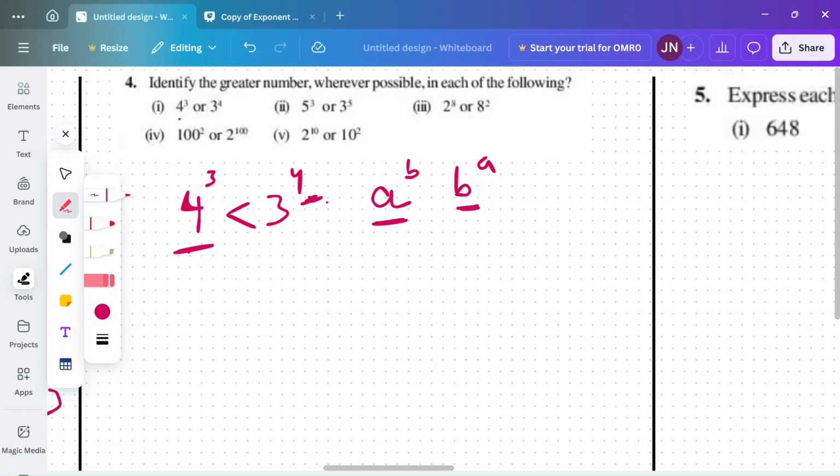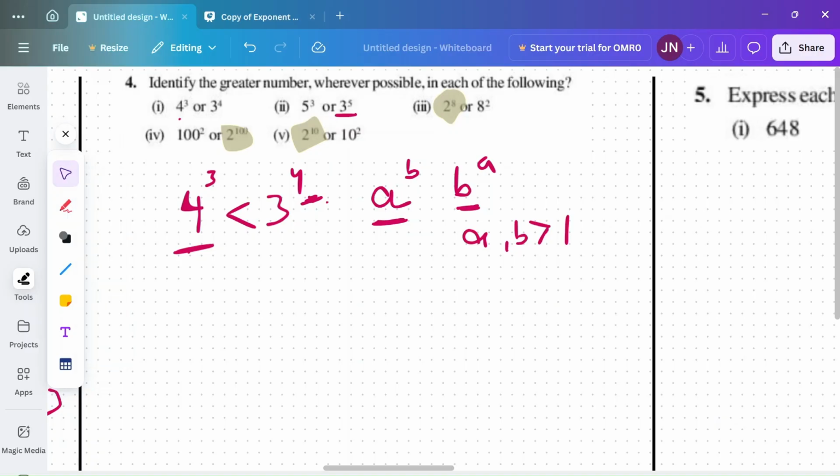So in the second one, 3 raised to the power 5 will be greater. Third one, 2 raised to the power 8. Fourth one, this. And the last is 2 raised to the power 10. So these are our answers. Keep this property in mind. But the condition is that a and b should be greater than 1. And they both should have the base and exponent as the same numbers, but the positions are different.